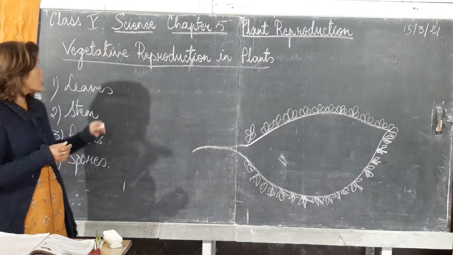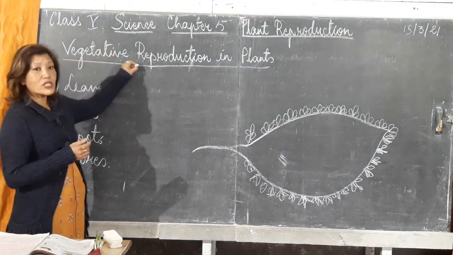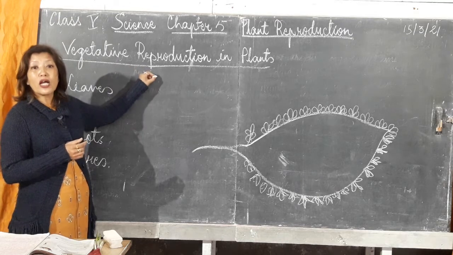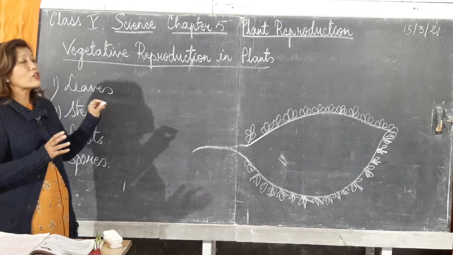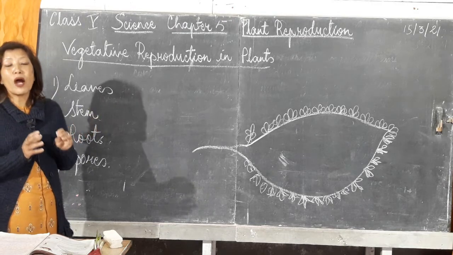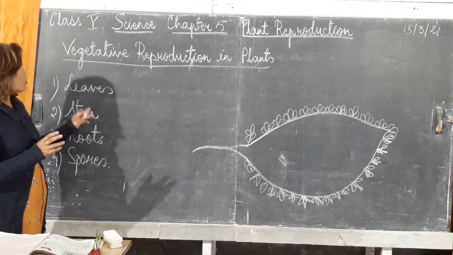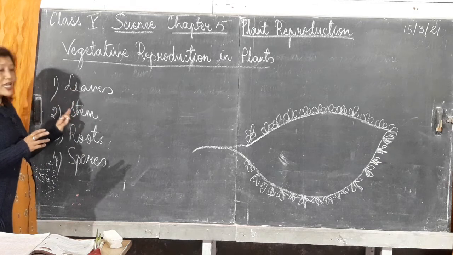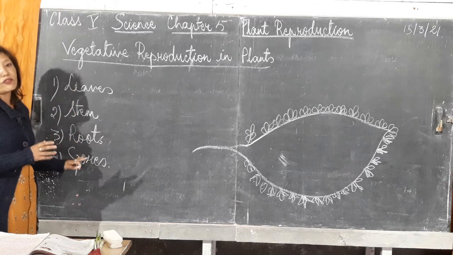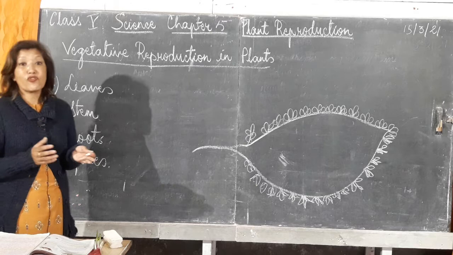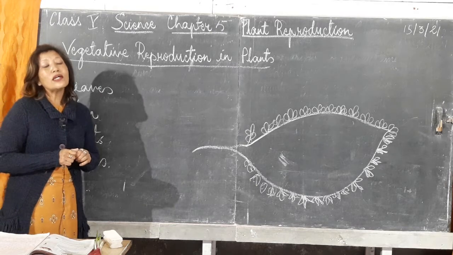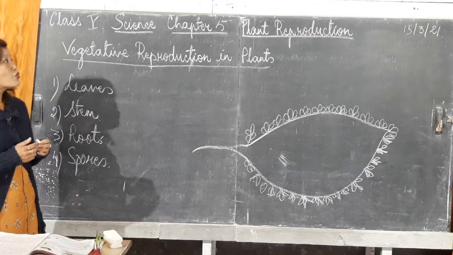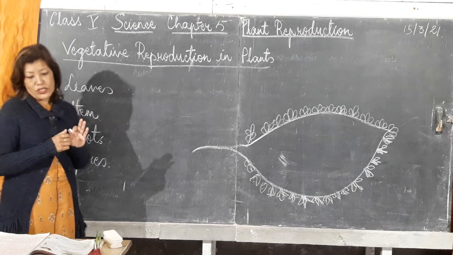So vegetative reproduction is the process where the new plants will not grow from the seed, but they will grow from the different parts of a plant. They will grow from the leaf, from the stem, from the root, and from the spores. That is vegetative reproduction in plants. So, let us discuss how the new plants will grow from leaves.